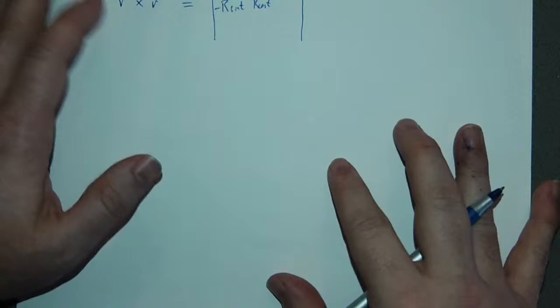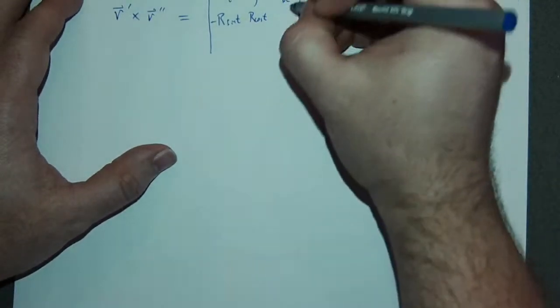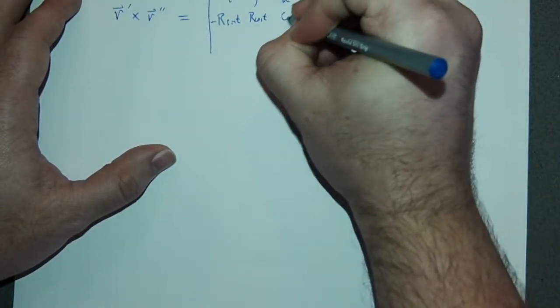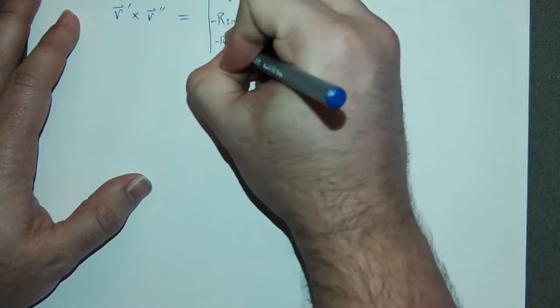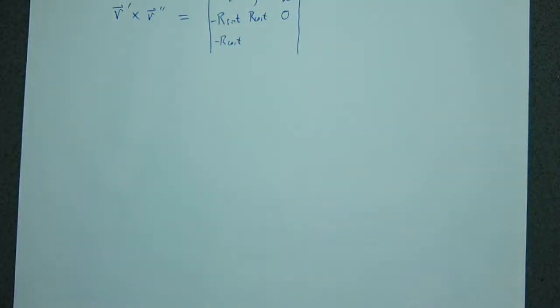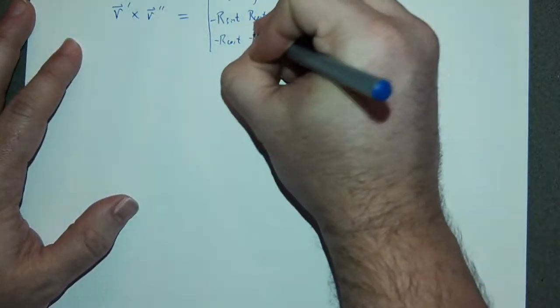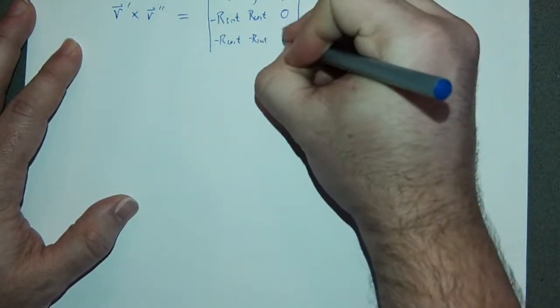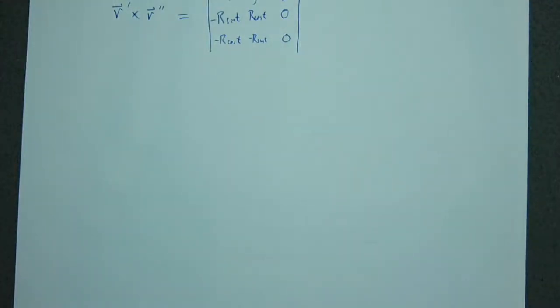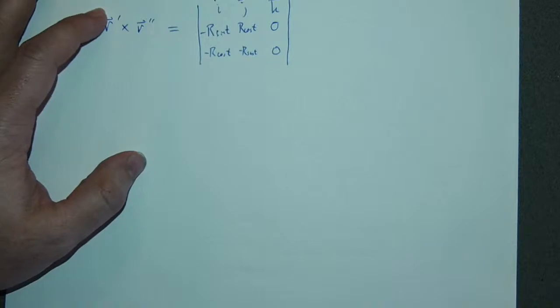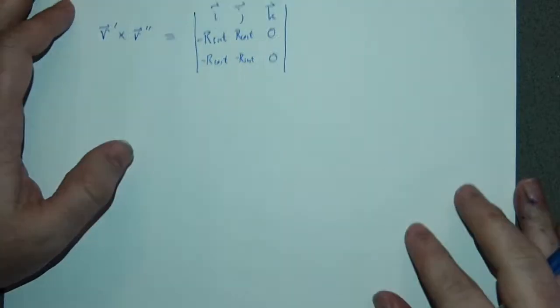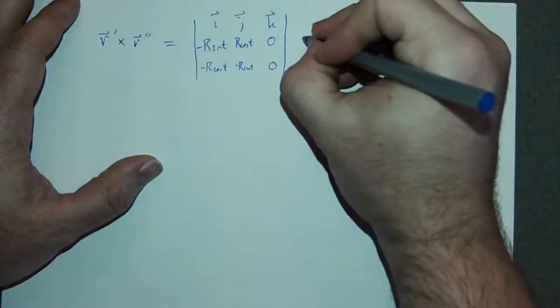Okay, so thinking about that, what do you notice here? Well, this slot is 0, of course. R double prime, I get minus r cosine t, minus r sine t, and 0. Well, of course, because of this column of zeros in my cross product, what does that mean?